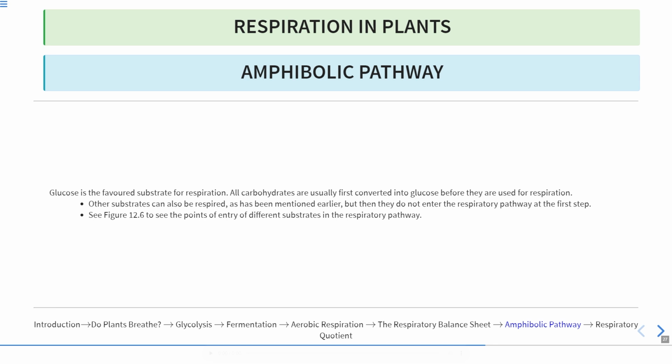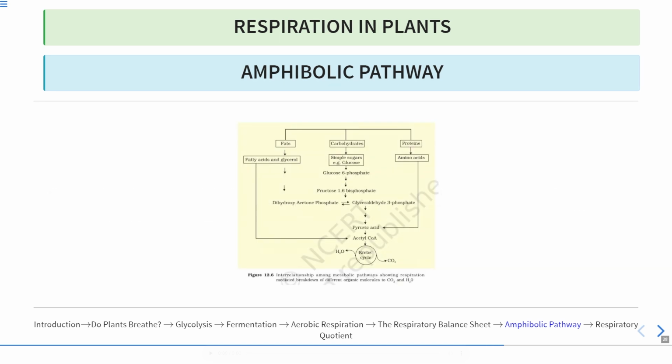Okay, so we can see the figure and understand how the respiratory pathway works. Here you can see carbohydrate. It is converted to the simple sugar, glucose. Then glucose is converted to glucose 6-phosphate, fructose 1,6-bisphosphate. We have seen this in glycolysis. Then dihydroxyacetone phosphate, pyruvic acid. Then it goes to acetyl coenzyme A and enters the Krebs cycle. Later it goes to the electron transport system. So this is the path which we have studied.